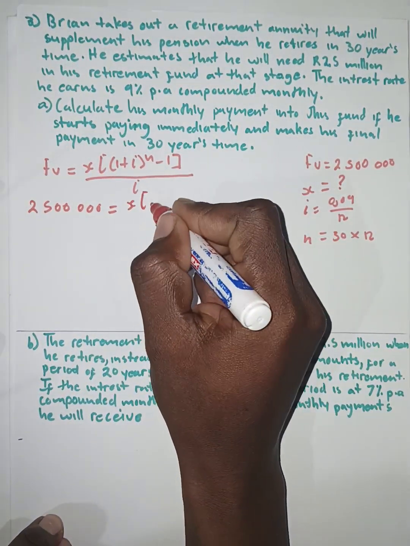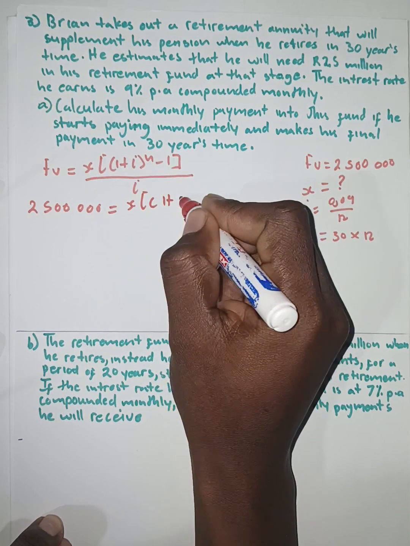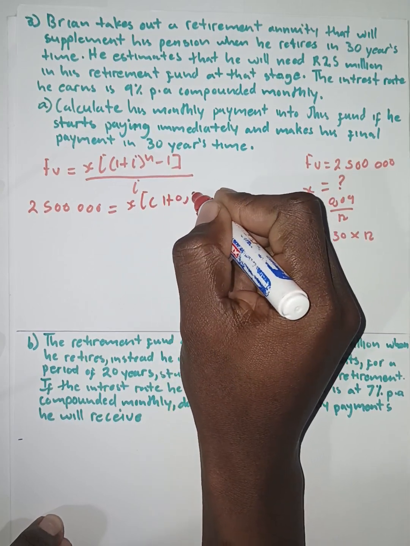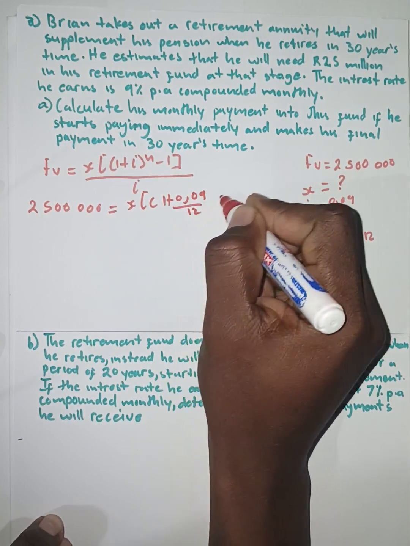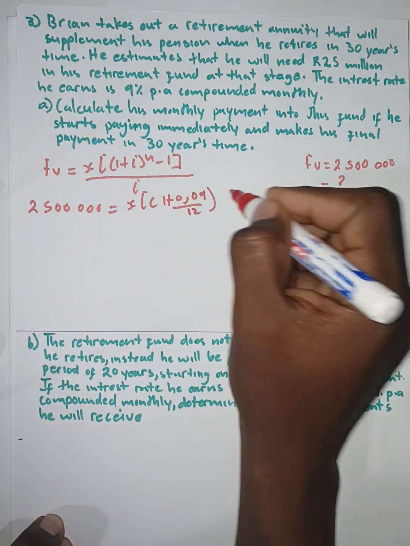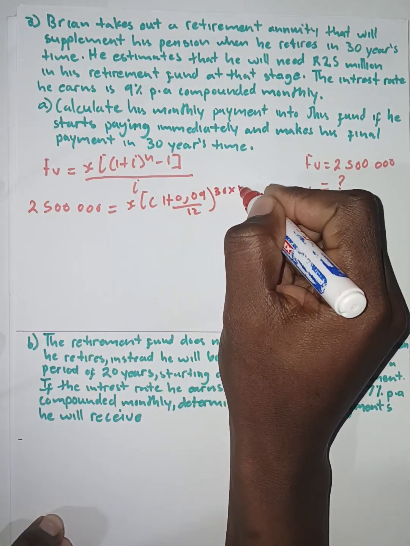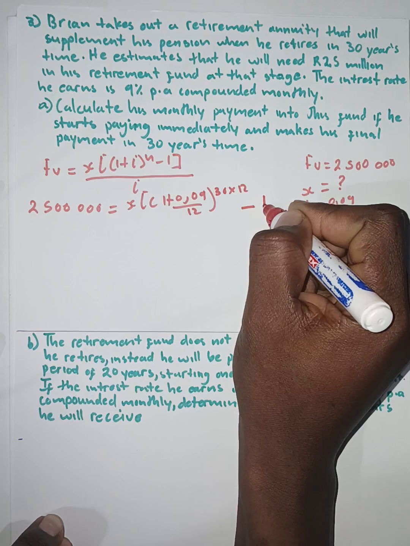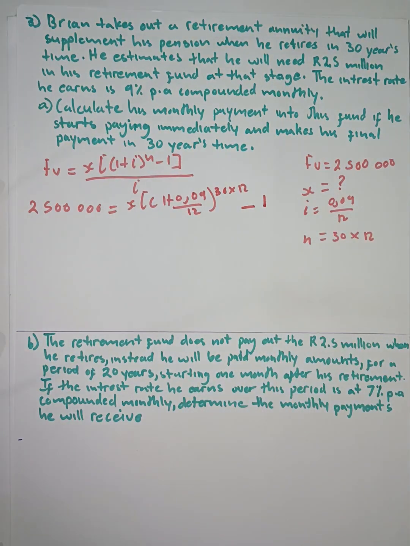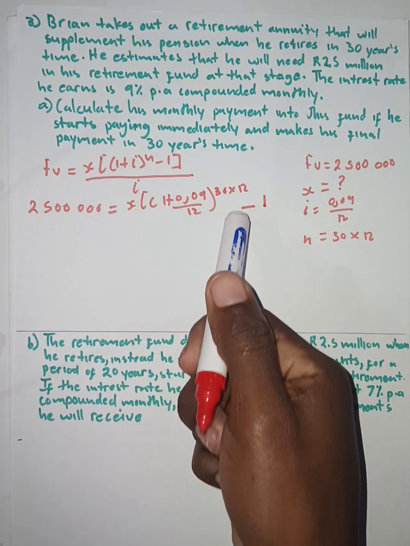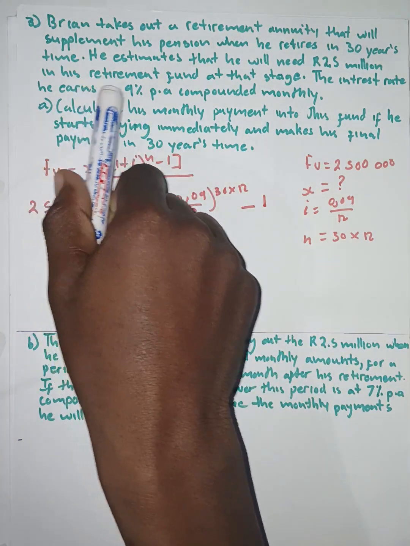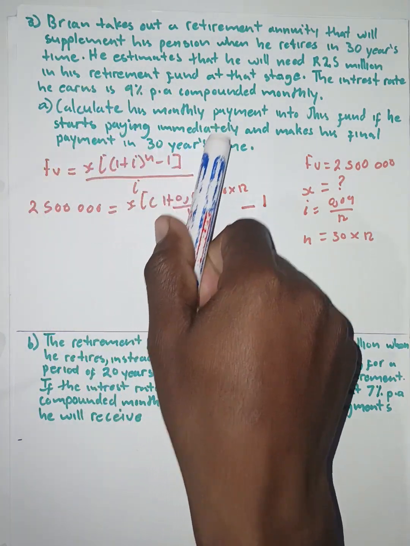So of course, this would be 1 plus 0.09, divided by 12. Of course, we know that the number of payments would be 30 multiplied by 12, but we subtract a 1. But now remember one thing that I forgot. So of course they say that I think there was a word immediately somewhere.